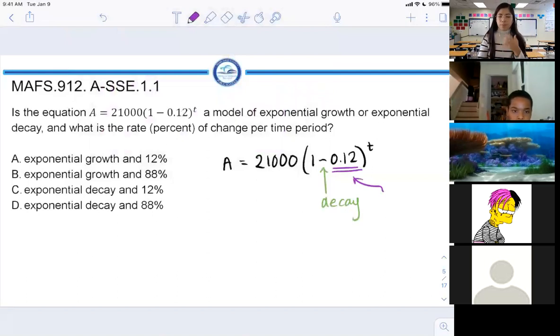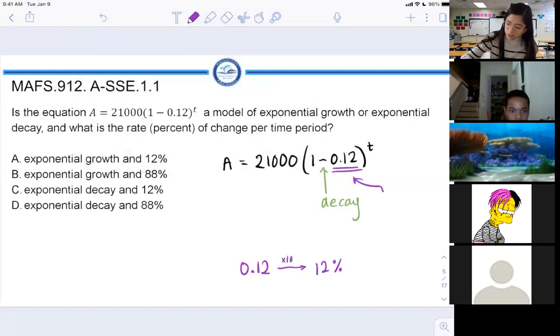How do I go from a decimal to a percent? Two places to the right. Two decimal places to the right, or what's another way to think about that? You're correct. Two decimal places to the right, or multiply by what? Yeah, times 100, because you're turning it into a percent. So 0.12, that's my 12%. That's my decay percent rate. So yes, exponential decay, 12%.